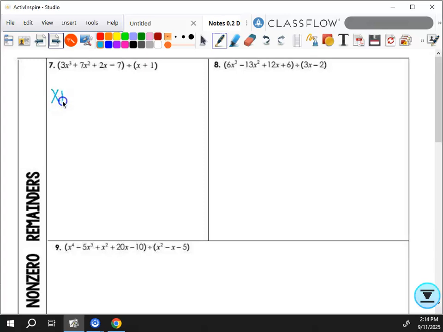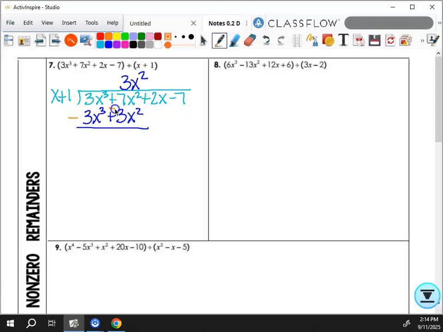So x plus 1 goes into 3x cubed plus 7x squared plus 2x minus 7. Now we're doing this one because we're going to get a remainder on this one, and we have to make sure we know what to do with it. But you don't know that when you start, so you just start like you start anything. 3x cubed divided by x is 3x squared. All right, multiply it back. I get 3x cubed plus 3x squared.